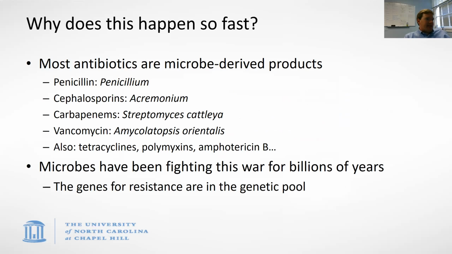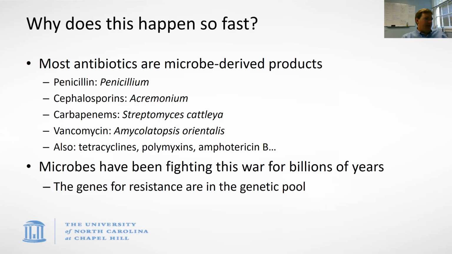Well, most antibiotics are microbe-derived products. So penicillin, we all know the story, or all have heard the story of penicillium, the mold that was growing on Alexander Fleming's plates that killed, I forget if it was Staphylococci or Streptococci, that he was actually trying to grow. Cephalosporins come from a mold called Acremonium. Carbapenems come from a bacterium in the Streptomyces genus. Vancomycin is a mold product. Tetracyclines, polymyxins, and amphotericin are all microbial-derived products.